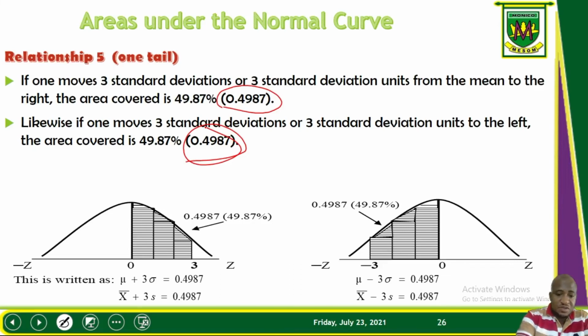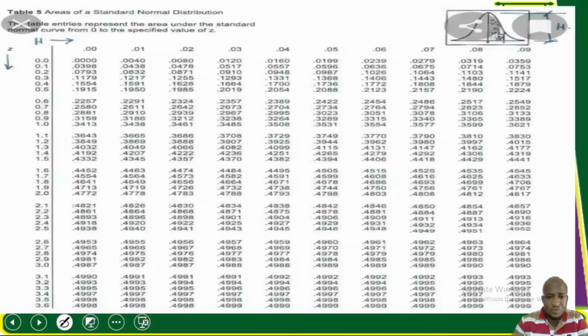On the curve, looking at the spaces covered, you can see we have 1 here, 2 here. So we have covered 3 spaces towards the right direction. And this one we have covered 3 units or spaces towards the left direction. And you can also get this on the table. On the table, we are going to see 0.4987. So let's go to the table.